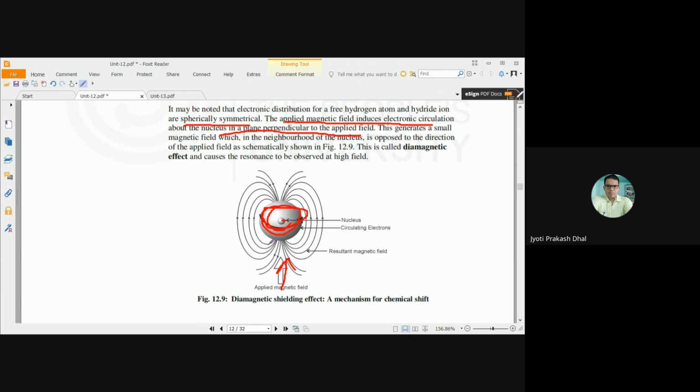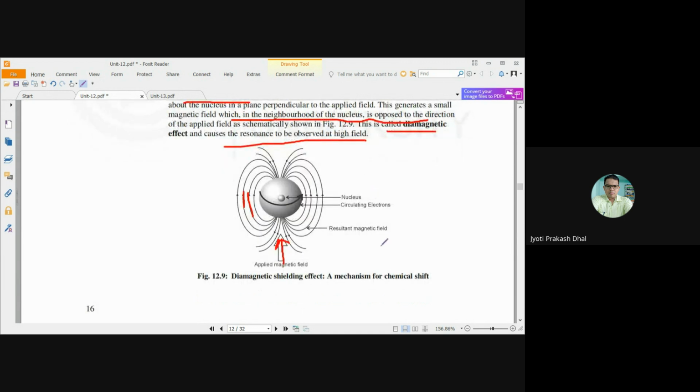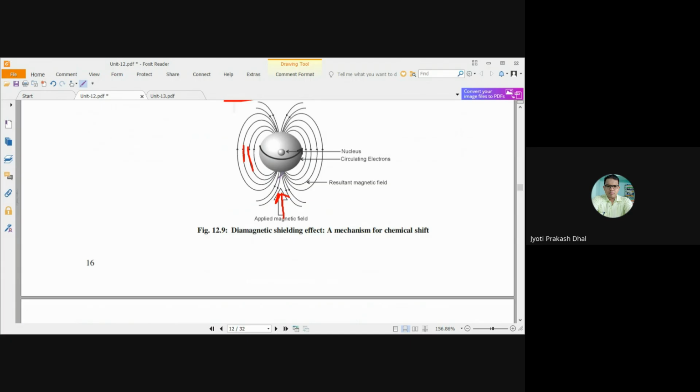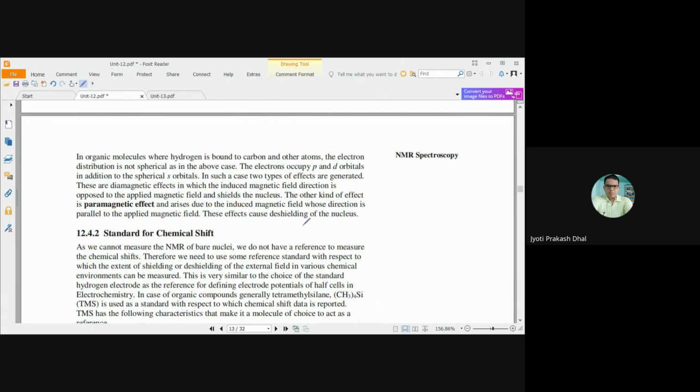an induced magnetic field. When a charged particle undergoes acceleration, it induces a magnetic field. So this is the applied magnetic field, and this generates a small induced magnetic field in the neighborhood of the nucleus, opposed to the direction of the applied magnetic field, as shown in this figure. So this is called the diamagnetic effect and causes resonance to be observed at high field. So here we can observe that it is opposed. That is called the diamagnetic effect.